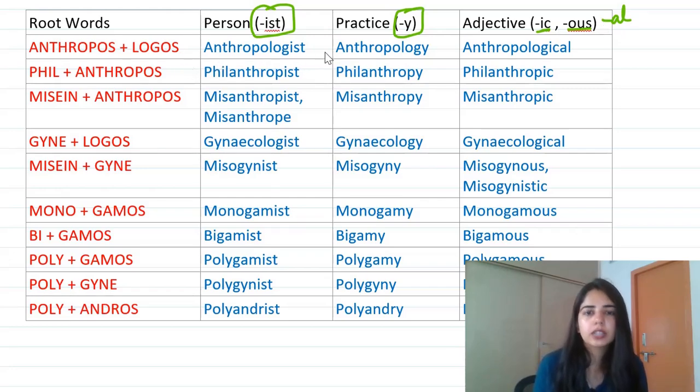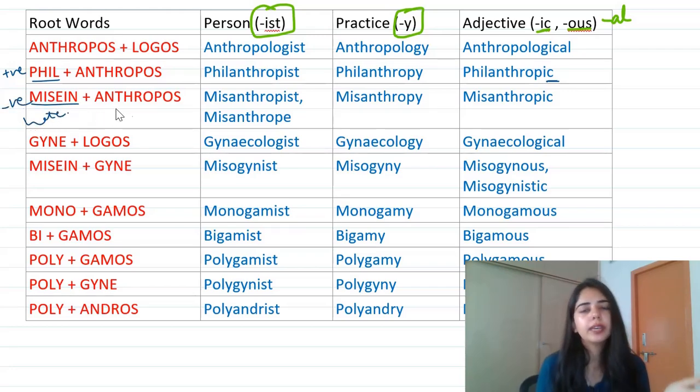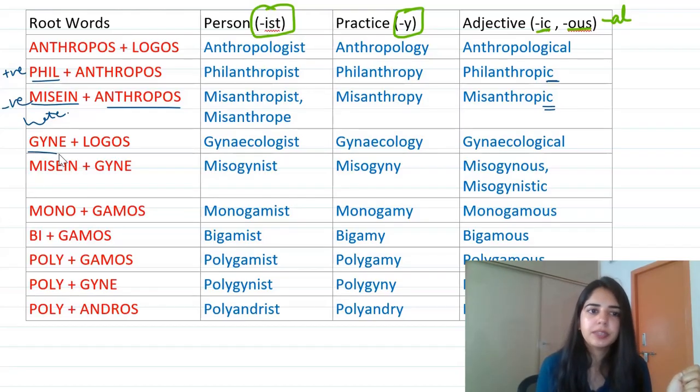So anthropologist, anthropology, anthropological. Phil means to love, and anthropos is human beings. So a philanthropist is someone who loves human beings. The practice is philanthropy, and the adjective is philanthropic. You have added ic. Now mis means to hate; phil was to love. It is the opposite, it means hate. Someone who hates human beings, anthropos, mankind, is a misanthropist or misanthrope. The practice is misanthropy. The adjective is misanthropic.